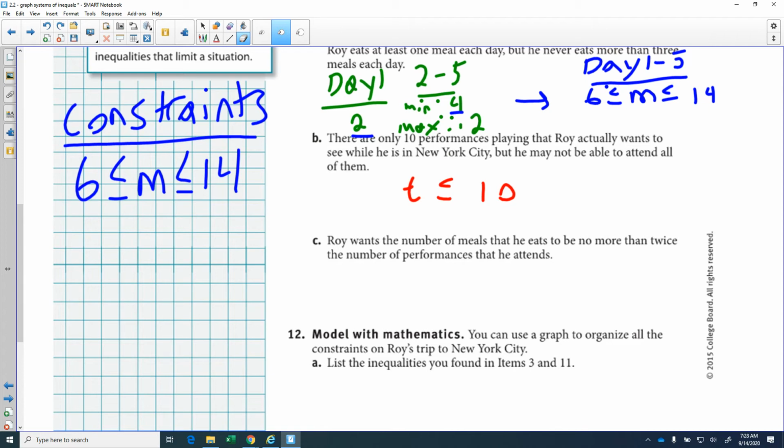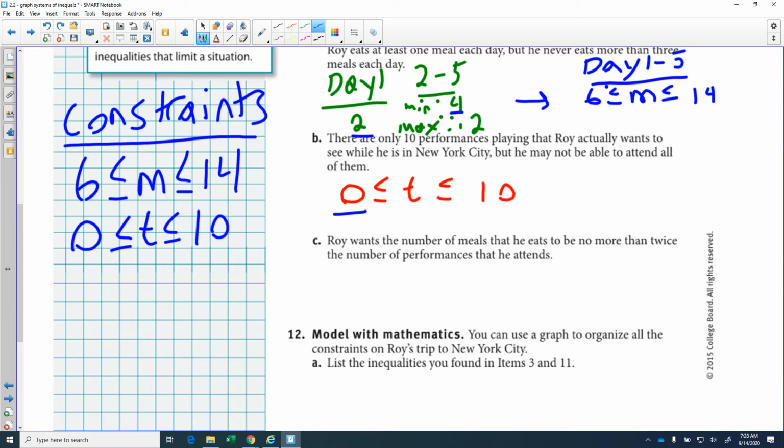I can be less than 10, but if I don't restrict the other side of it, it just goes on forever into values that are impossible. I can't see negative performances. So what I need to do is create another restriction on myself by adding that 0 value in there, basically stating that I can go down to 0 performances at the lowest, but my max is 10. So my second constraint here is 0 up to 10 tickets.